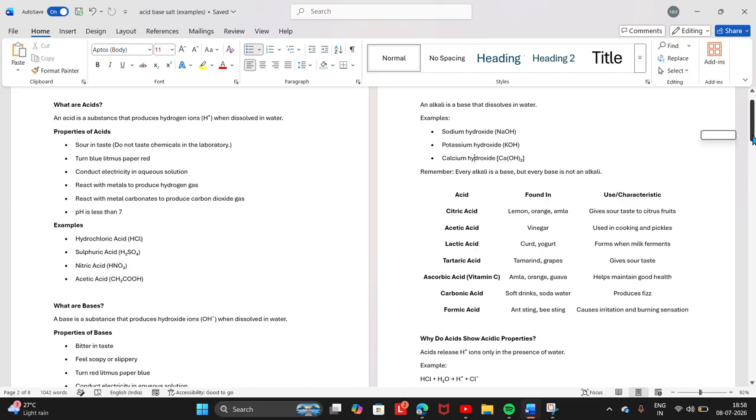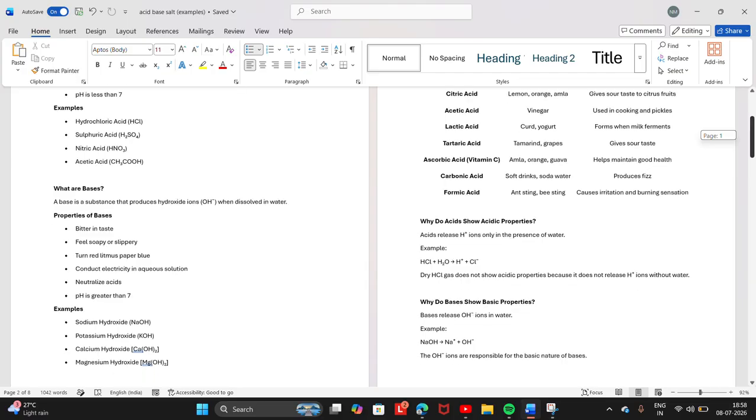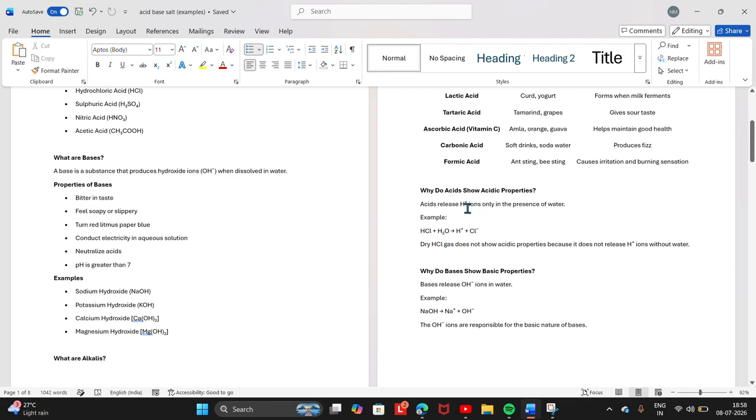And now we'll see why acids show acidic property. So what actually happened? I said that acid produces H plus ion. That is the reason behind its acidic property. So how does it produce? See, when HCl is dissolved in water, it dissociates, it breaks to produce H plus and Cl negative ion, right? So this H plus ion is what is responsible for its acidic behavior.